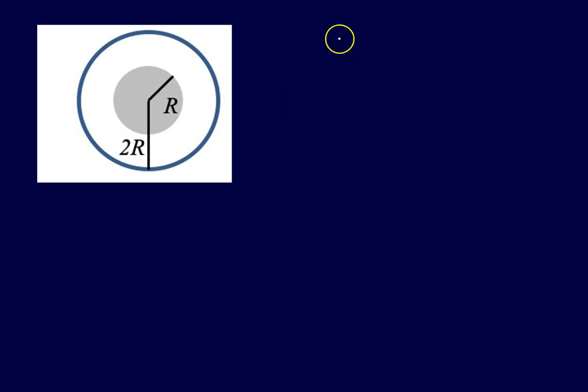We'll start with r less than big R. If I look at my picture, my Gaussian surface will be inside the sphere. We did an example very similar to this in class, so you can go back and check your notes. I'm going to call this radius r inside here, but it's the same sort of idea.